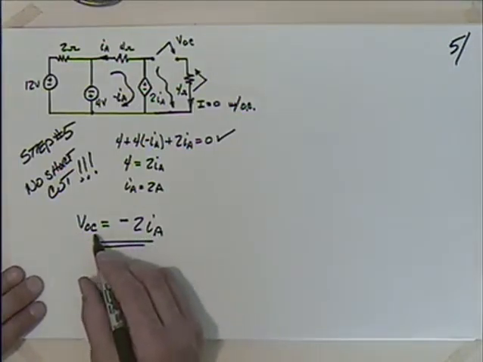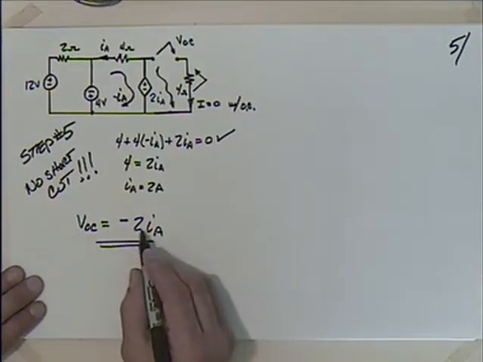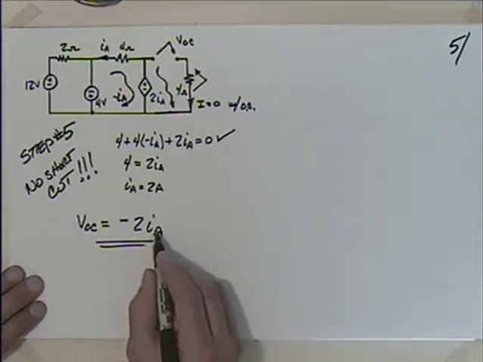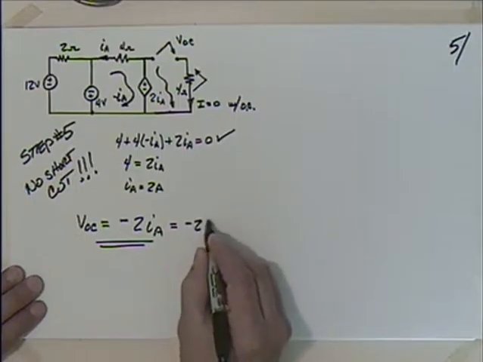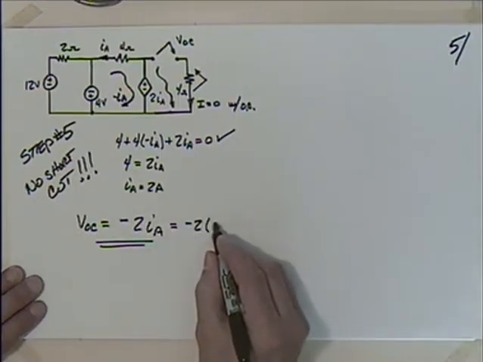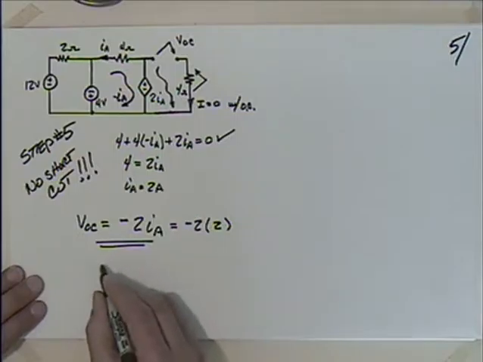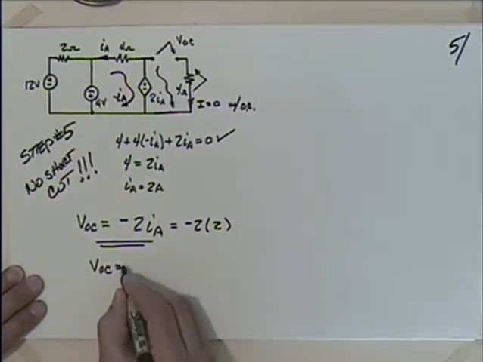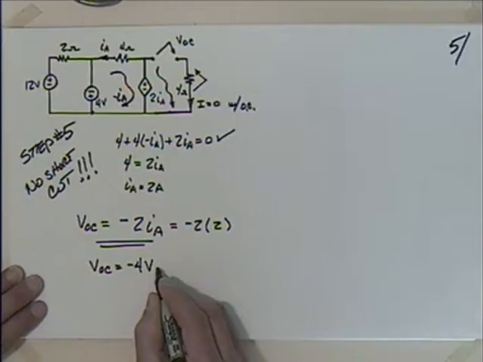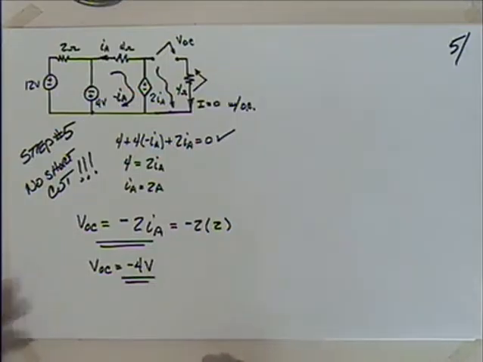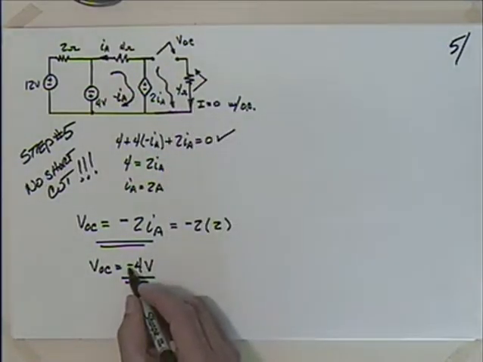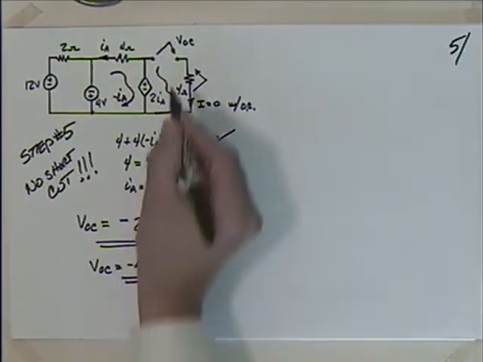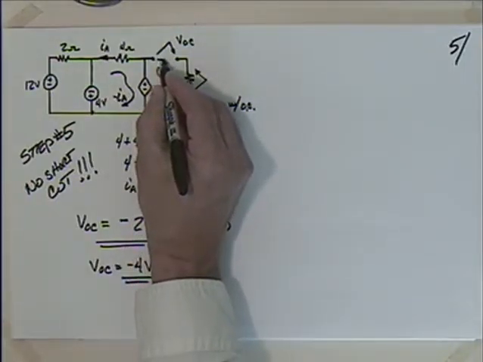Well, we've agreed, hopefully, that V open circuit is equal to minus 2IA, so I can come up with a minus 2 times IA, which is 2. So I got V open circuit is equal to minus 4 volts. Okay, minus 4 volts. Well, now I've committed, and it looks like I've probably done it the wrong way since I got a negative sign, but that's okay. I'm going to put my short circuit current in here.